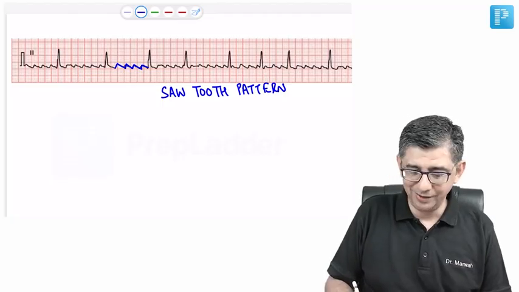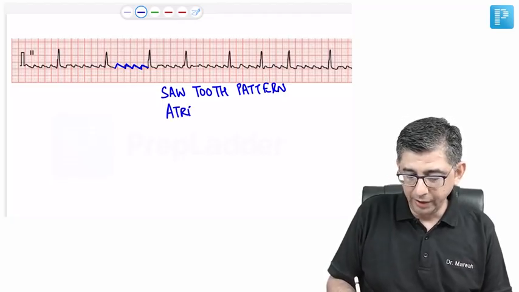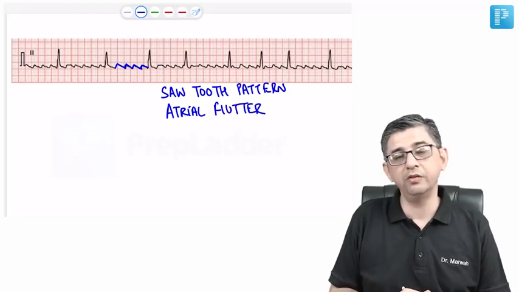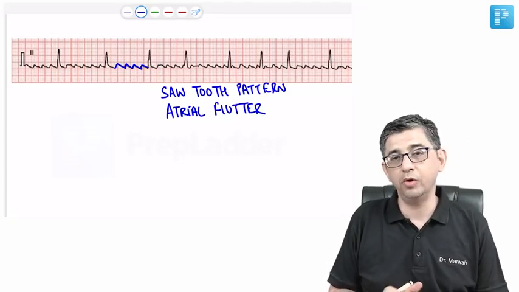I'm very sure about it. This would be atrial flutter. Atrial flutter, I can say, is a variant of atrial fibrillation only. The only difference is the side of the heart that is involved is different.